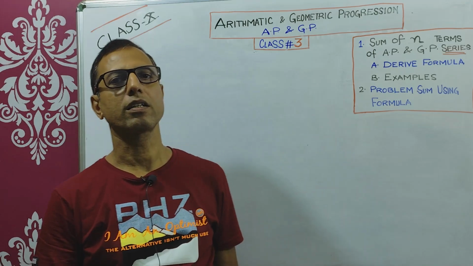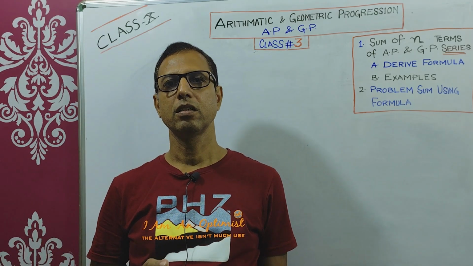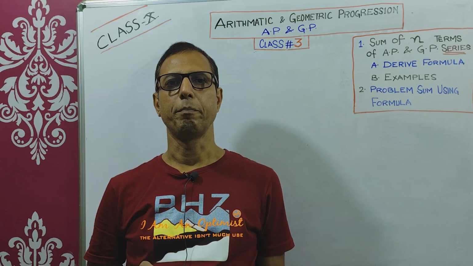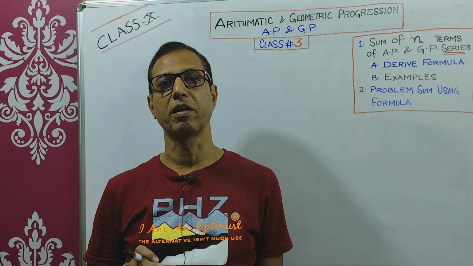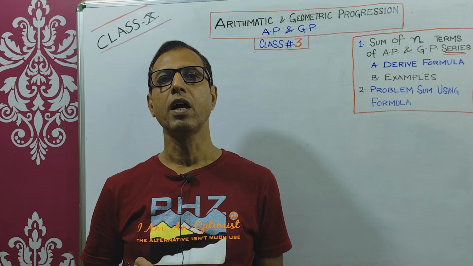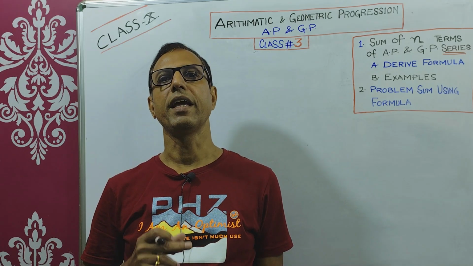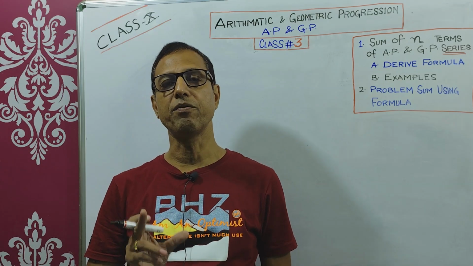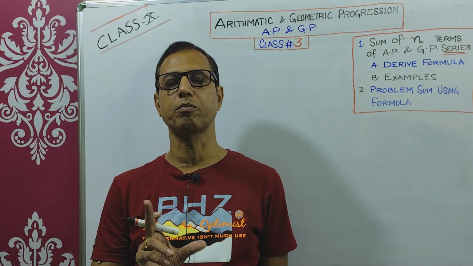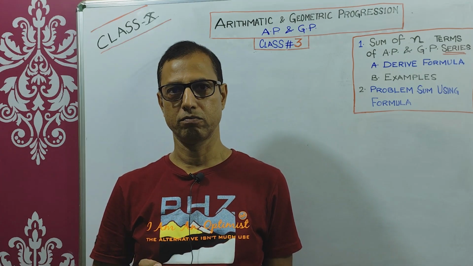So today is our third class on arithmetic and geometric progression. In the first and second classes, we have already covered the basic idea and concept of arithmetic progression and geometric progression in my first video. In the second video, it was how to find the nth term in any arithmetic progression or geometric progression. I am covering both arithmetic and geometric progression in parallel in every video, so it will be easier for you to compare, right?